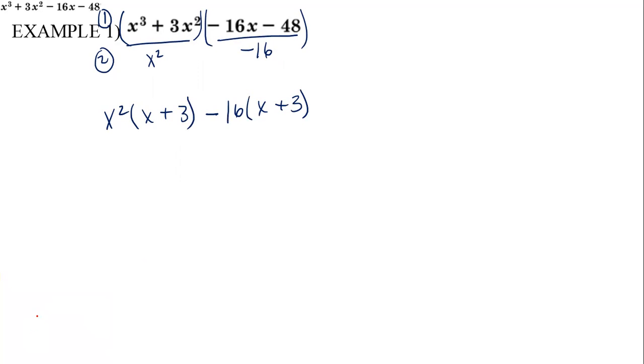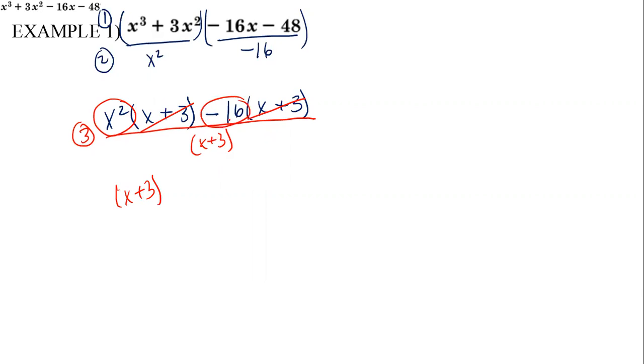Step 3 is to factor out the common binomial. So I'm going to factor out the common binomial, which means I'm dividing both terms by x plus 3. When I factor out x plus 3, what am I left with? I'm left with x squared minus 16.